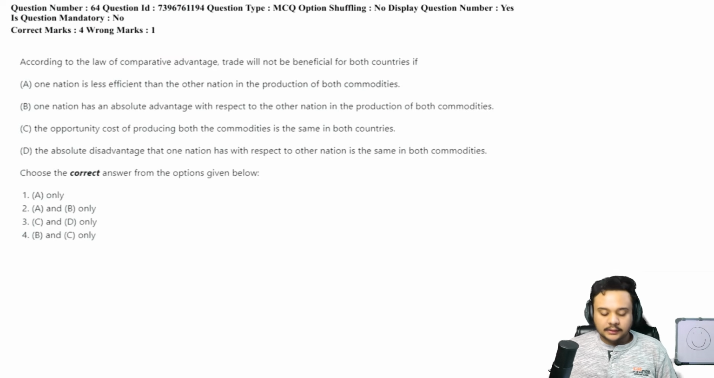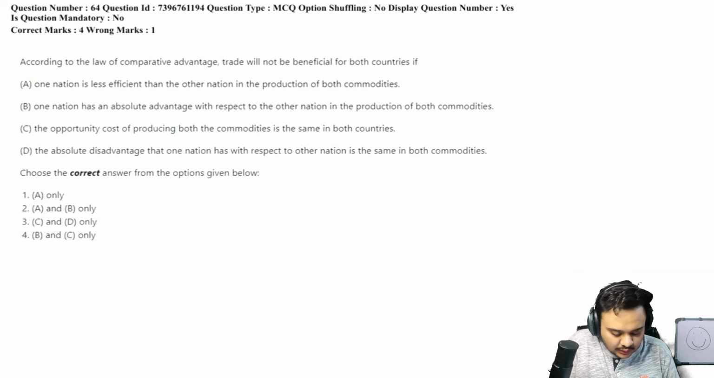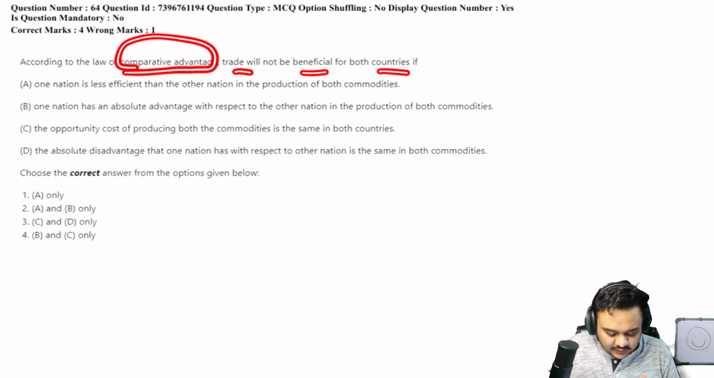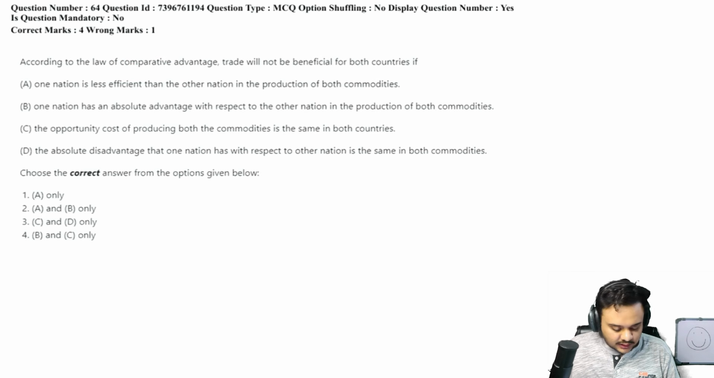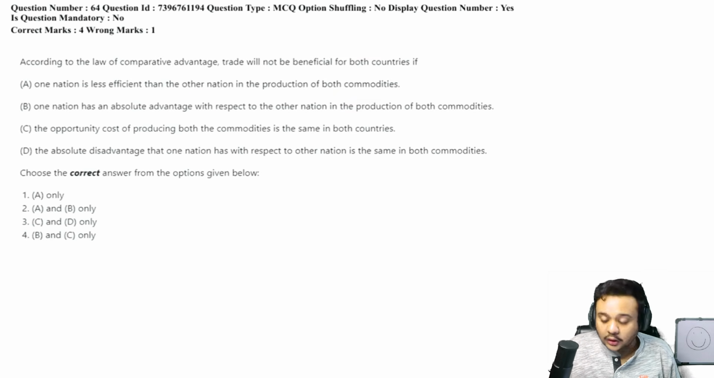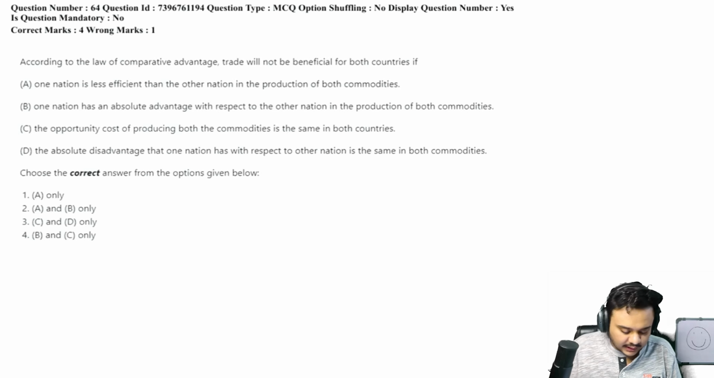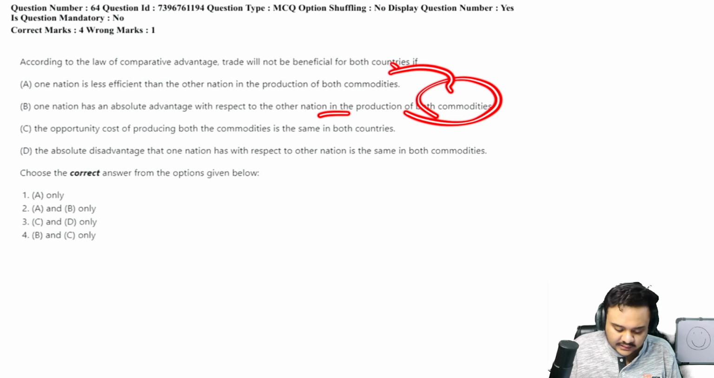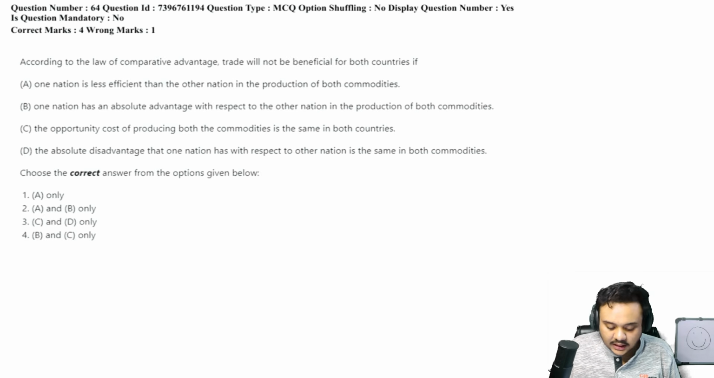Alright, guys, so now let us look at the 64th question, which says that according to the law of comparative advantage, trade will not be beneficial for both countries if. So let us read the options. One nation is less efficient than the other nation in the production of both commodities. So that is not true at all, if the opportunity costs differ, the country will have a comparative advantage in either one of the goods. Okay, and if one nation has an absolute advantage with respect to the other nation in production of both commodities, this is just saying the same thing from the perspective of the other country. So this is also going to be true. So it will not be applicable for not beneficial.